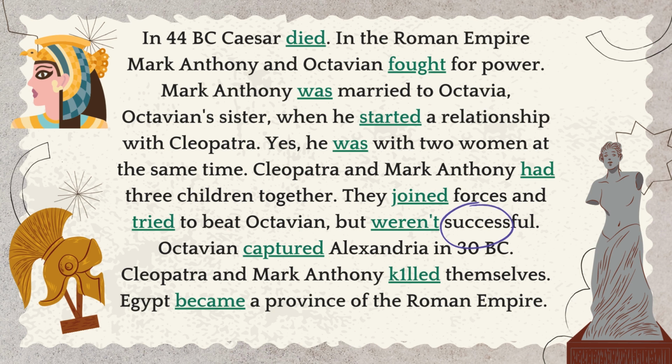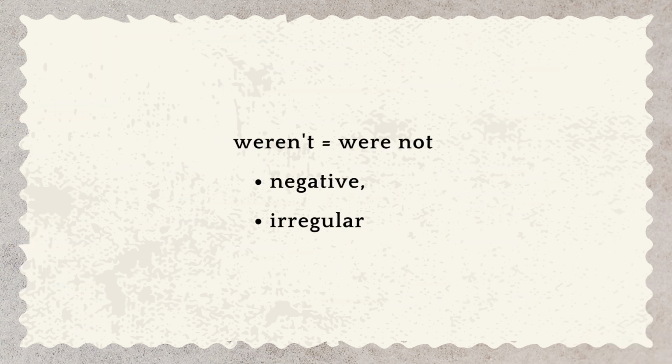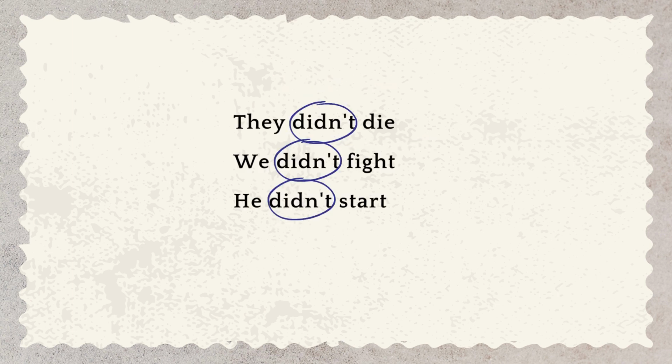Extra points for you if you found weren't. Weren't means were not. It's negative and irregular. It's an exception. In past simple, we say they didn't die. We didn't fight. He didn't start. But we say they weren't and I wasn't. I wasn't. You weren't. He, she, it wasn't. We weren't. You weren't. They weren't.